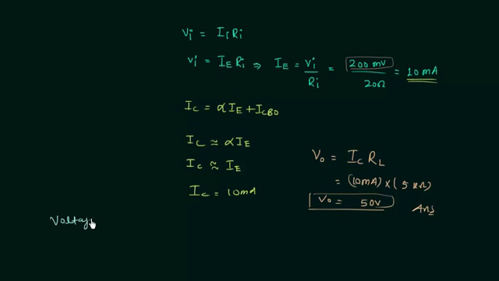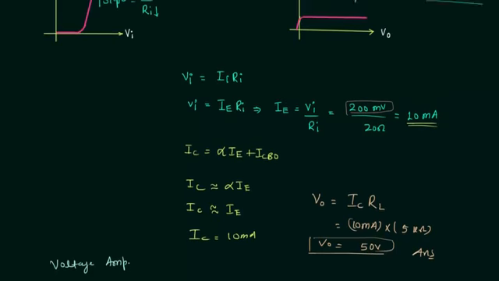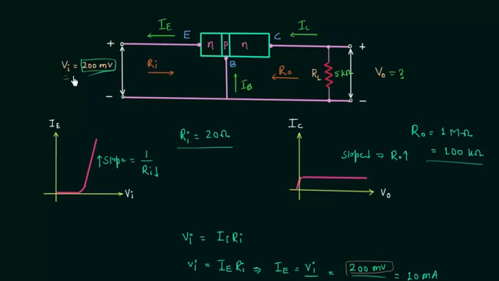The voltage amplification is denoted by A sub V, and it is equal to the output voltage divided by the input voltage. The output voltage is equal to 50 volts, and the input voltage is equal to 200 millivolts. When you solve this, you will have 50. So the output voltage is 50 times the input voltage, or we can say that the input voltage is amplified 50 times in this configuration. The voltage amplification for common base configuration varies from 50 to 300.